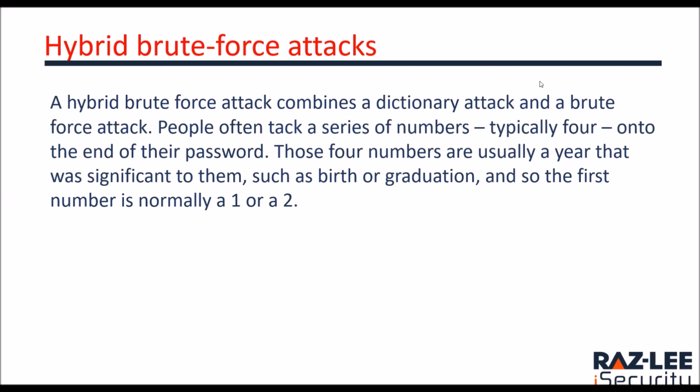People often stack a series of numbers, typically 4, onto the end of their password. Those numbers are usually a year: the year you were born, the year of your graduation, the year you got your degree, the year your children were born. So the first number is 1 or 2. They take the first part of the password from the dictionary, and then they just have to try several times, in number order.